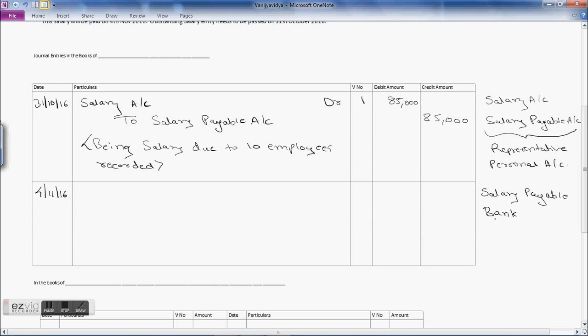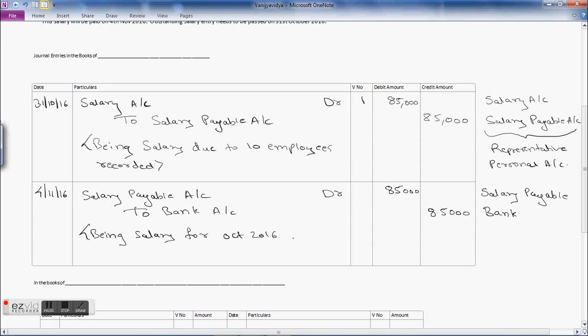Now salary payable account, again it's a personal account. Okay, so what we have to do? Debit the receiver, credit the giver. Now all 10 employees will be receiving the salary, so salary payable account debit. How much they will be receiving? 85,000, right? Now bank account, again it's a personal account. Debit the receiver, credit the giver. Bank is giving the amount, so you will credit it to bank account. Again the entry is 85,000, being salary for October 2016 paid. Okay, now let's see the impact of all this in our ledger account.